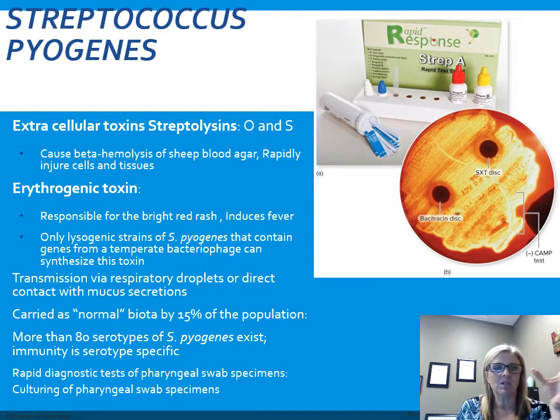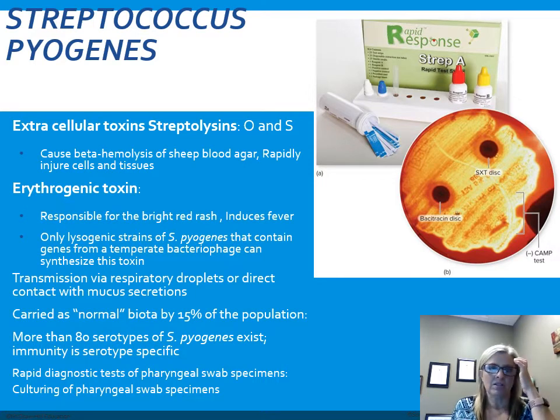It does have some extracellular toxins. They're streptolysins, okay, and these actually cause hemolysis of blood cells, all right? And this is going to be a beta hemolysis, and you'll see this on this blood agar, which is at right, and this can really injure cells and tissues. And then again, it has that erythrogenic toxin, and that gives us that bright red rash and causes a fever, okay? But only the ones that have the genes that they pick up from the bacteriophage can actually make that toxin. So not all of these organisms of Streptococcus pyogenes can do this.